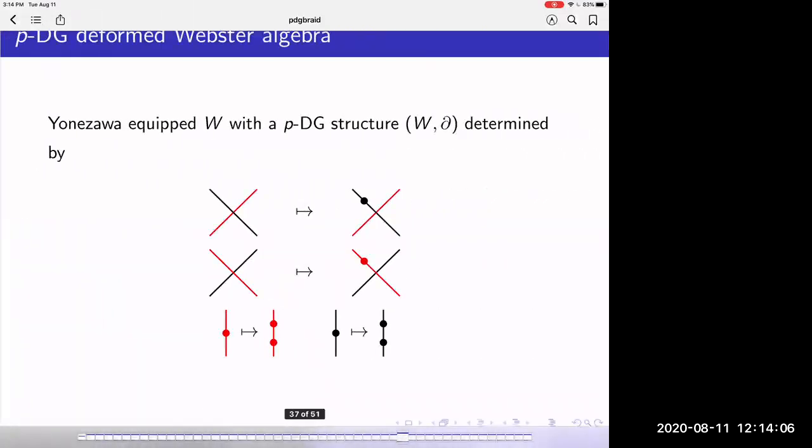All right, for the next section, I want to talk about a PDG structure on the deformed Webster algebra. We could view what I just talked about as the PDG A_n shriek, or PDG Webster algebra. And what about the deformation? Maybe a year ago or a few months ago, Yonezawa equipped the deformed Webster algebra with a PDG structure. D of this red-black crossing produces a black dot, and D of this black-red crossing produces this red dot. D of one red dot is two red dots, and D of one black dot is two black dots, and then you extend by linearity and the Leibniz rule.